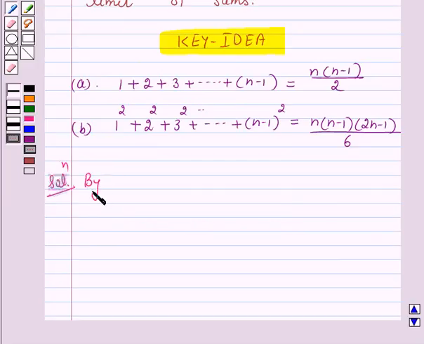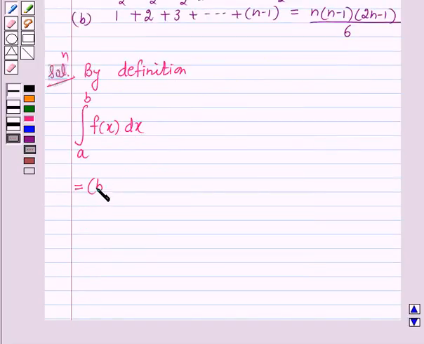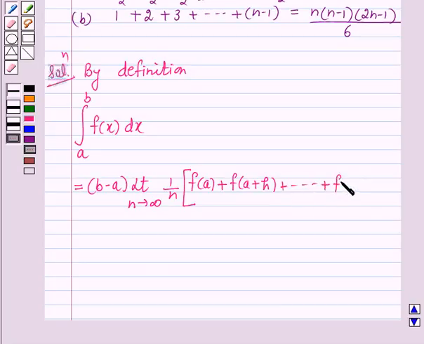Now, by definition of definite integral as the limit of sum, we have the integral from a to b of f of x dx is equal to b minus a into limit n tends to infinity 1 over n into f of a plus f of a plus h plus so on plus f of a plus n minus 1 into h, where h is equal to b minus a over n.